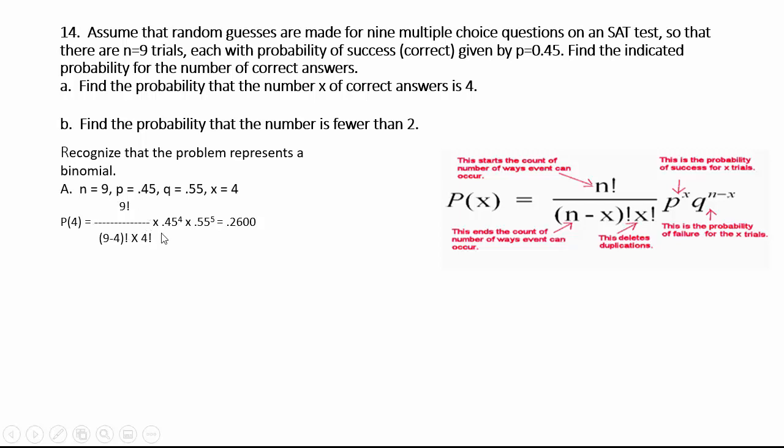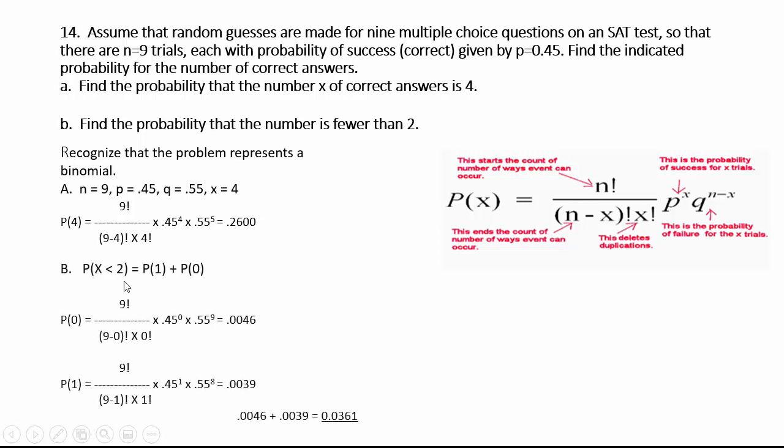We're going to multiply that times 0.45 to the x, which is 4, and times 0.55, which is q, to the n minus 4, so 9 minus 4, which is 5. If you do all that, I'm going to let you do the math on this. We've done enough there. It's 0.2600, and that's our answer.